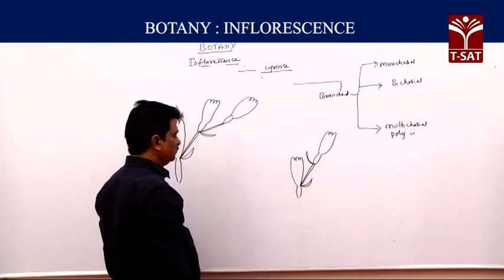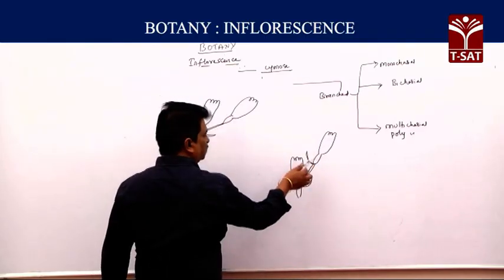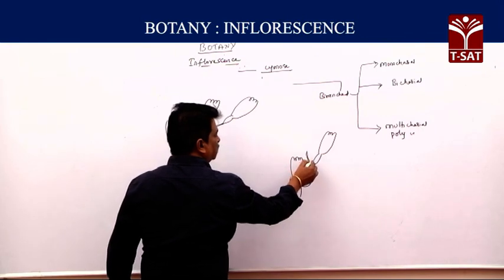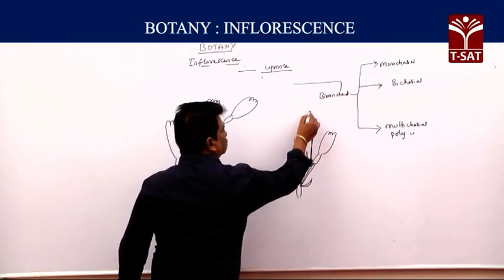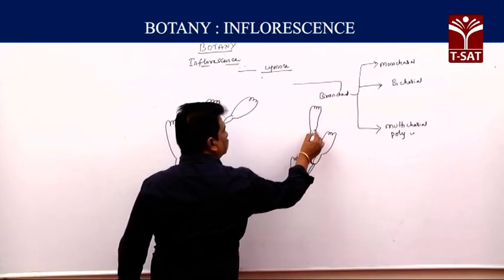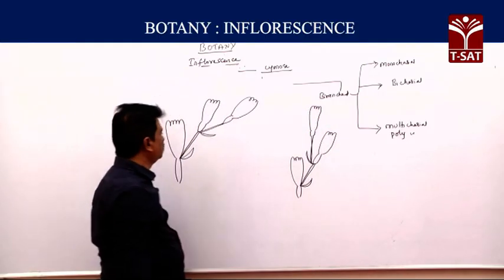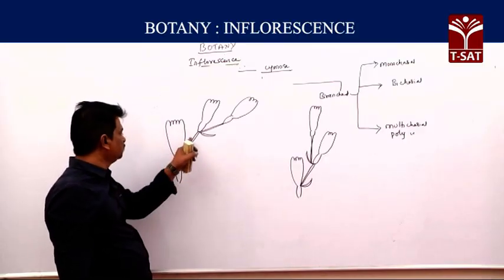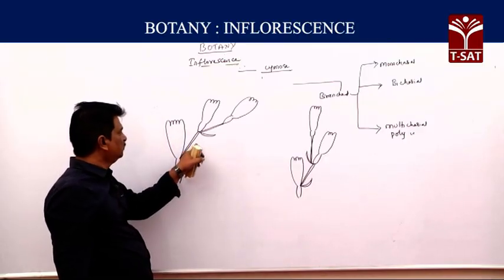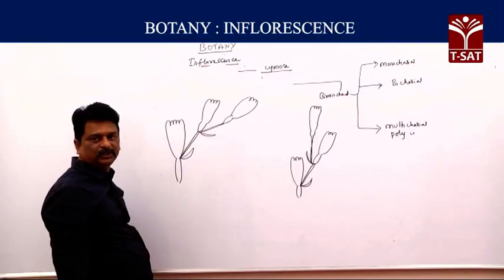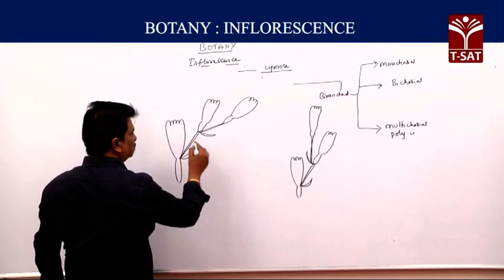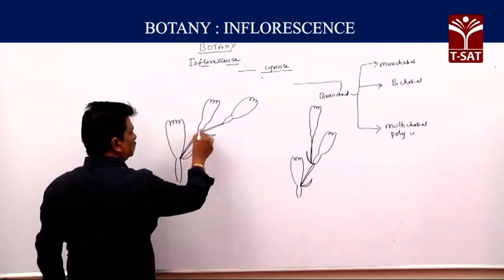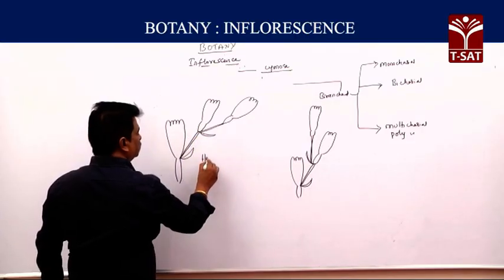But in this type, the bract is formed alternately on this side, it has an axillary bud. That axillary bud gives a branch. That branch develops into a flower. So monochasial means every time one branch is formed, that branch is terminated with a flower. But in this monochasial, in the first case, flowers are produced on the same side.